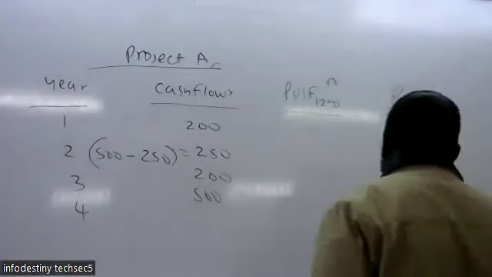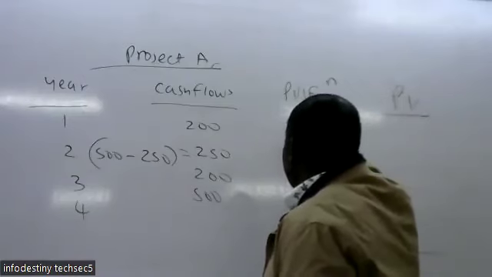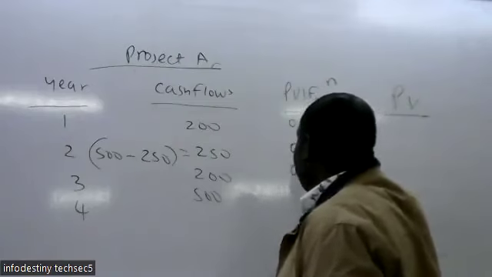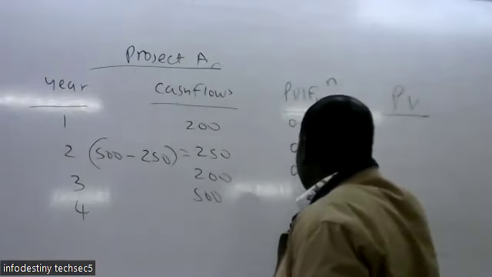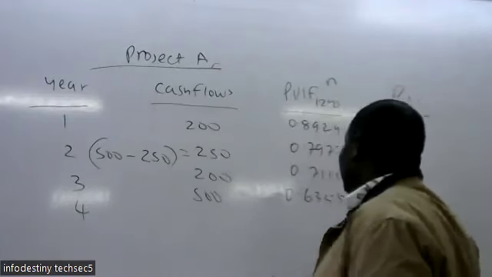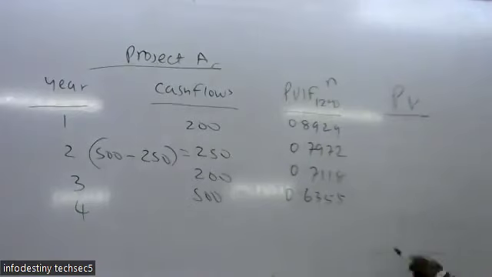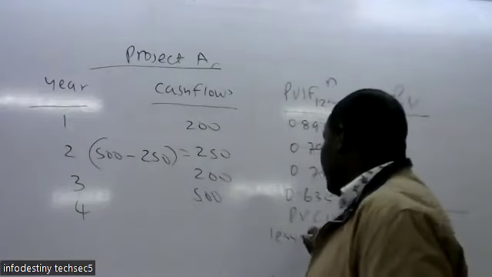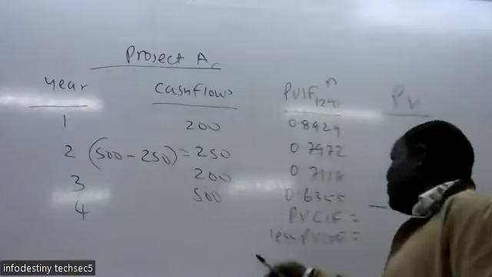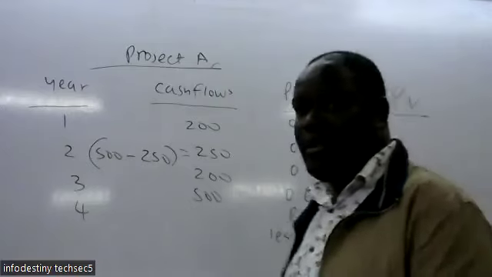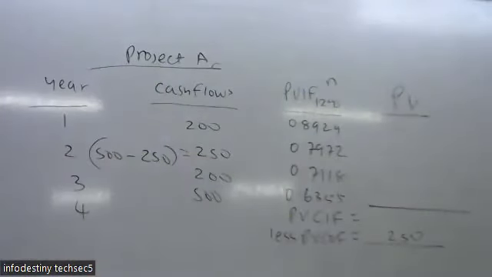So 12% in the table: year one, 0.8929. Then year two, 0.7972. Year three, 0.7118. Then finally year four, 0.6355. Now you multiply those by the cash flows so that we come up with the present value of the cash inflows. Then you subtract the present value of the cash outflow, which was the initial cost of 250. That should give us the NPV with replacement for that project.